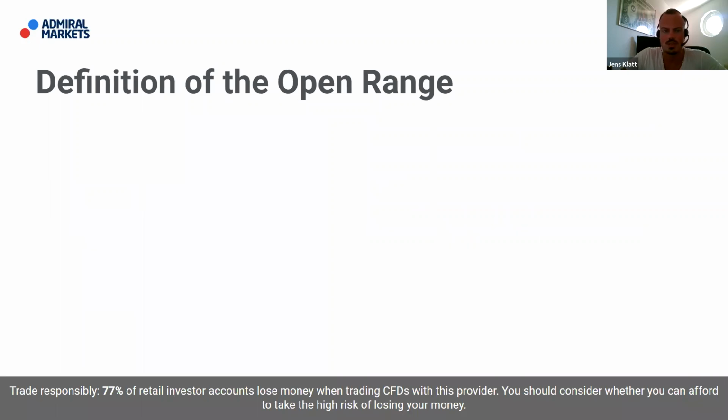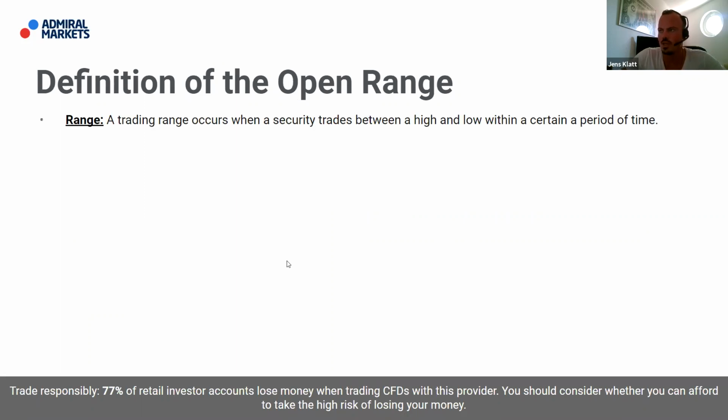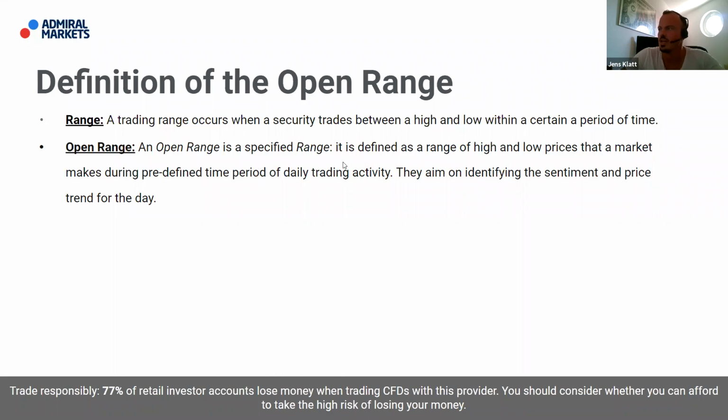Let's then jump straight into the action and have an idea of what we want to talk about. We have to define the open range. Therefore, as usual, we have to define a range first. A trading range occurs when a security trades between a high and low within a certain period of time. That's the usual explanation of what a range is. We define the open range as the range of high and low that a market makes during the predefined time period of daily trading activity around the market opening.